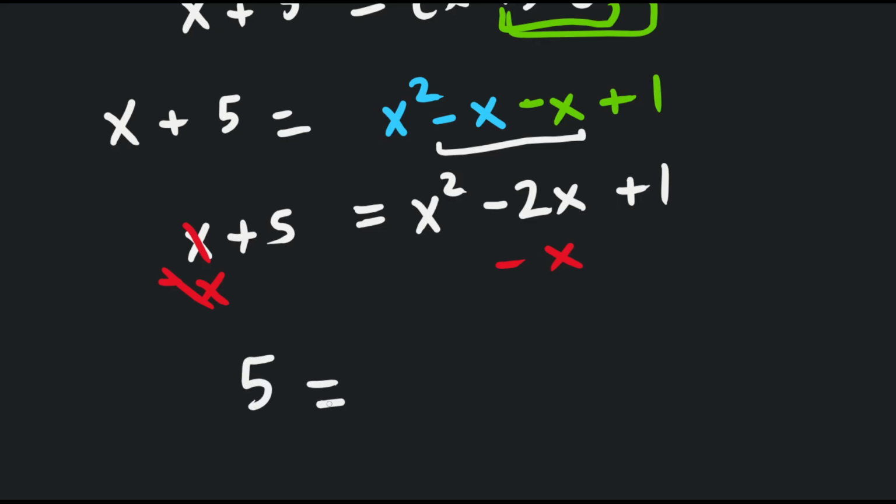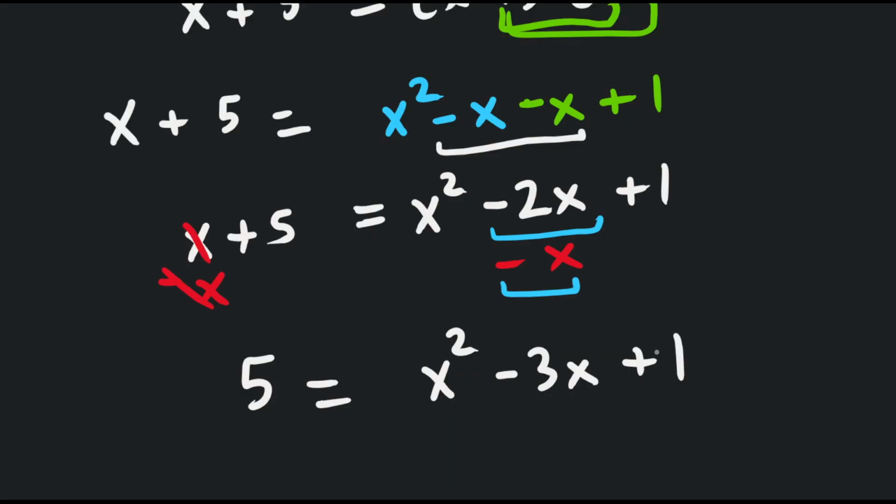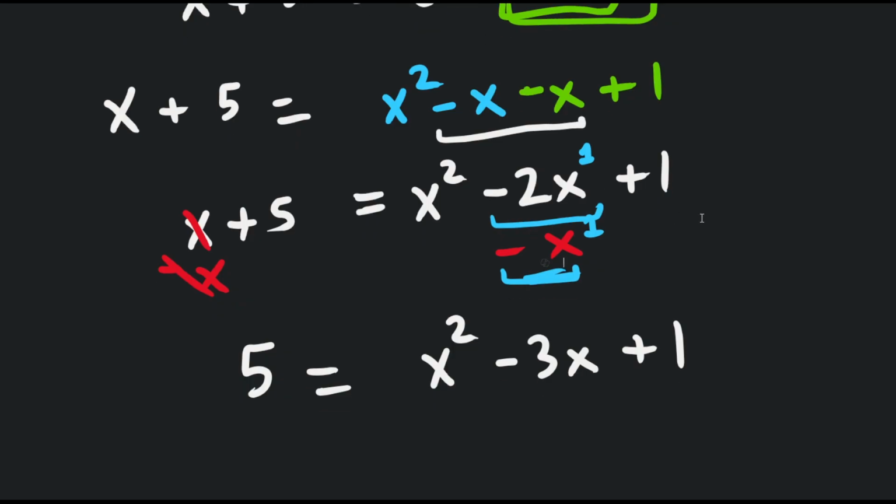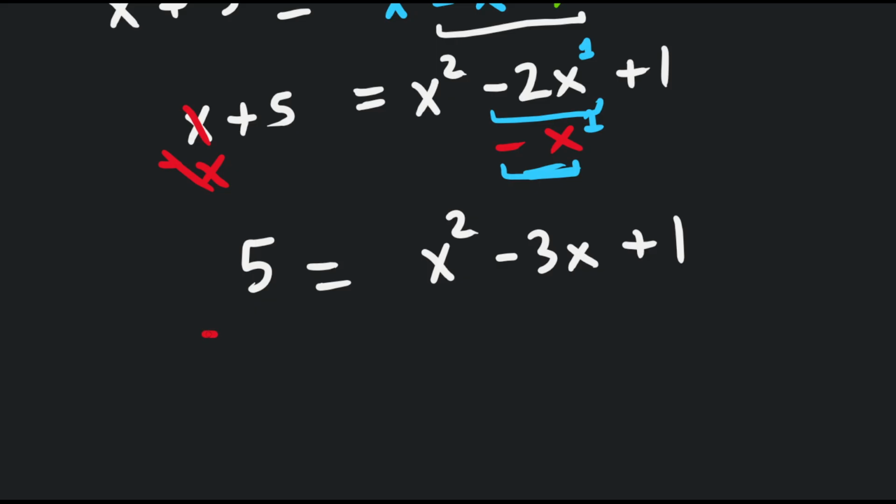So 5 equals, and then we have to see what we can subtract this x with. We have two like terms here, negative 2x and negative x. So negative 2x minus x is negative 3x. Let's write that, negative 3x, and then we'll write everything else down, x squared, and then plus 1. Again, these are like terms because they have the same variable x to the power of 1. So now that we have 5 equals x squared minus 3x plus 1, let's move the 5 to the other side. So subtract 5 from both sides.